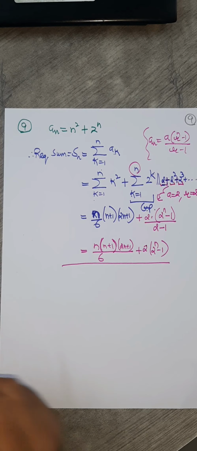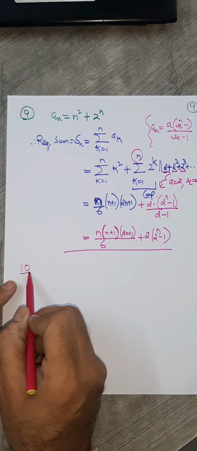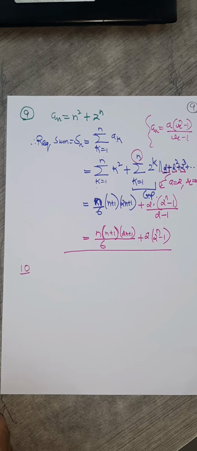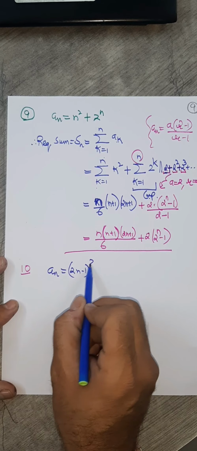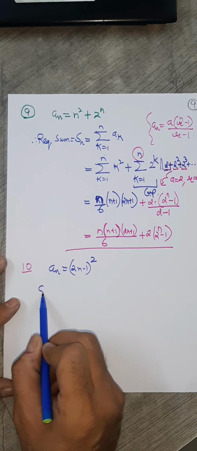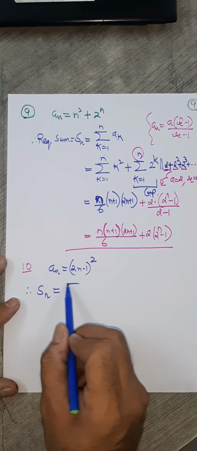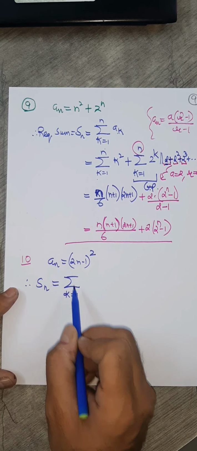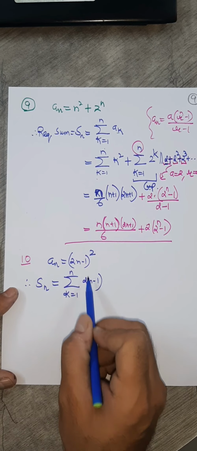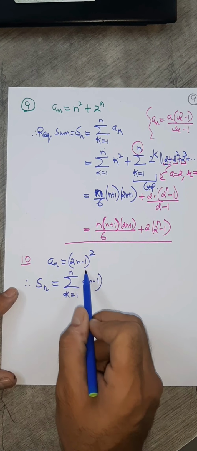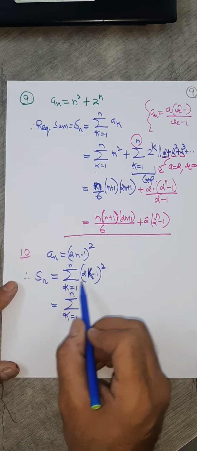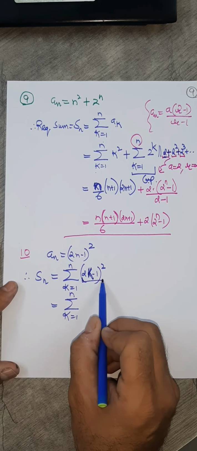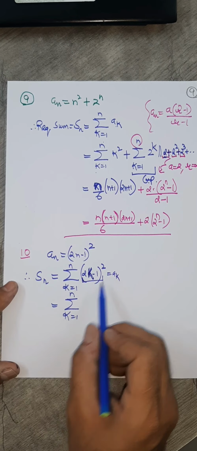And now the last question, I'll just show you one step there. In the 10th question, what is an? That is 2n minus 1 the whole square. Ready? The nth term you are given. So what is Sn? You just put the sigma in front of this. Sigma k runs from 1 to n of 2k minus 1 the whole square. Now for a whole square you cannot use the sigma directly. Sorry, here I should write k because the variable is k. Usually we write ak. Okay, open this.